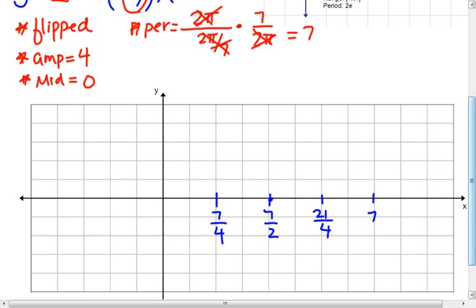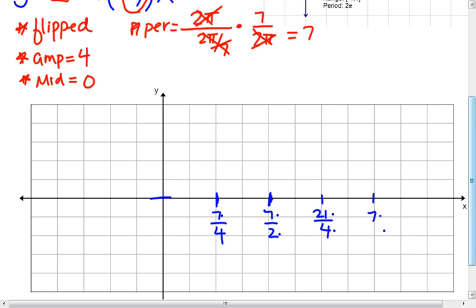The other thing you could do is cut 7 in half right here, so it'll be 7/2. Cut that in half, so I double the bottom number, and it would be 7/4. And I'm going to count out by 7/4. So 7/4. This would actually be 14/4, but that reduces to 7/2. 21/4, and then 28/4 reduces to 7. Okay? However you want to do it, it doesn't matter.